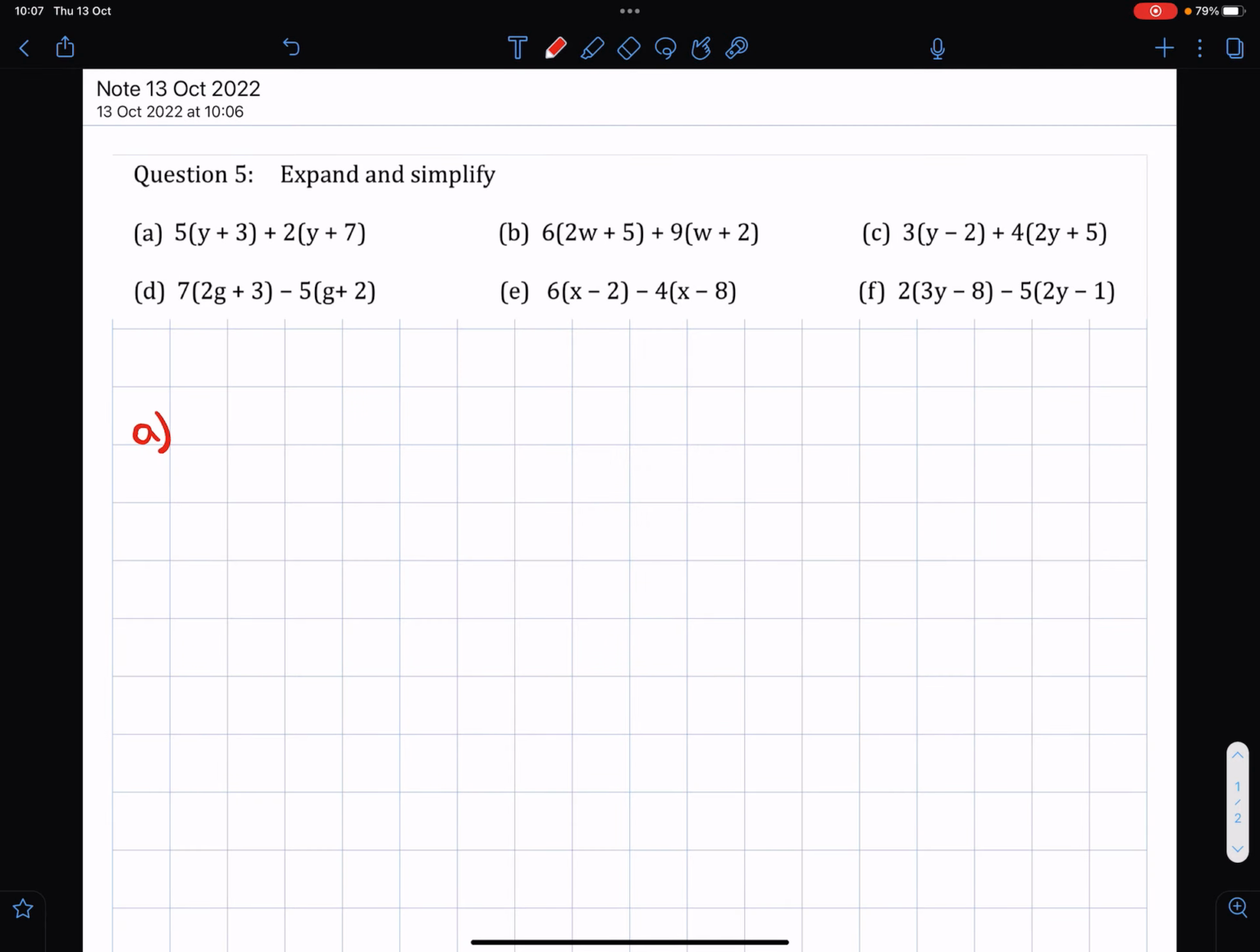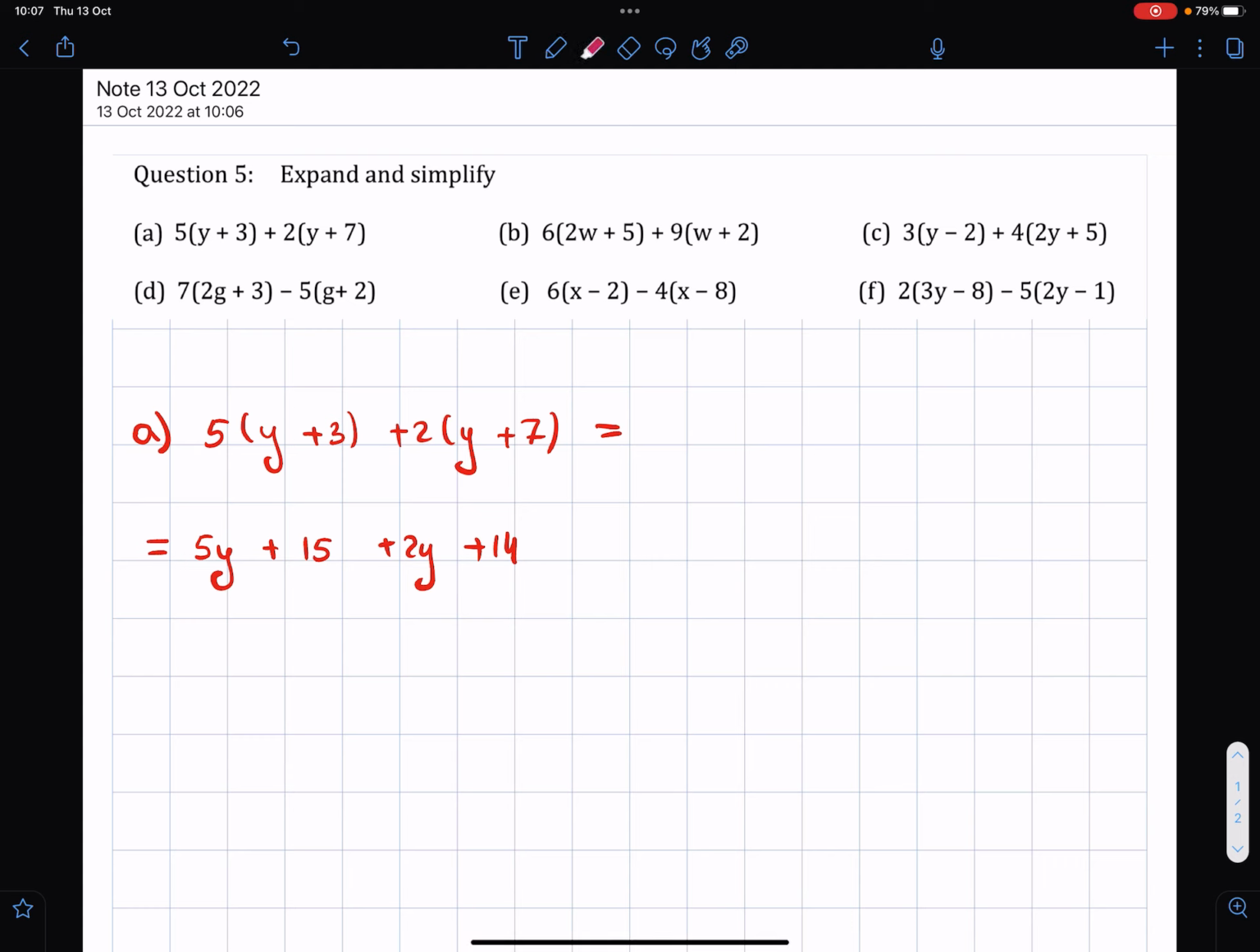Yes, write it. So I'm going to expand the bracket, first one. Let me write down the question first: 5 times y plus 3, plus 2 times y plus 7, okay? So that equals, expanding the bracket, 5y plus 15 for the first one. Am I right? Is that clear? Write this down. So the second part would be what? 2y plus 14.